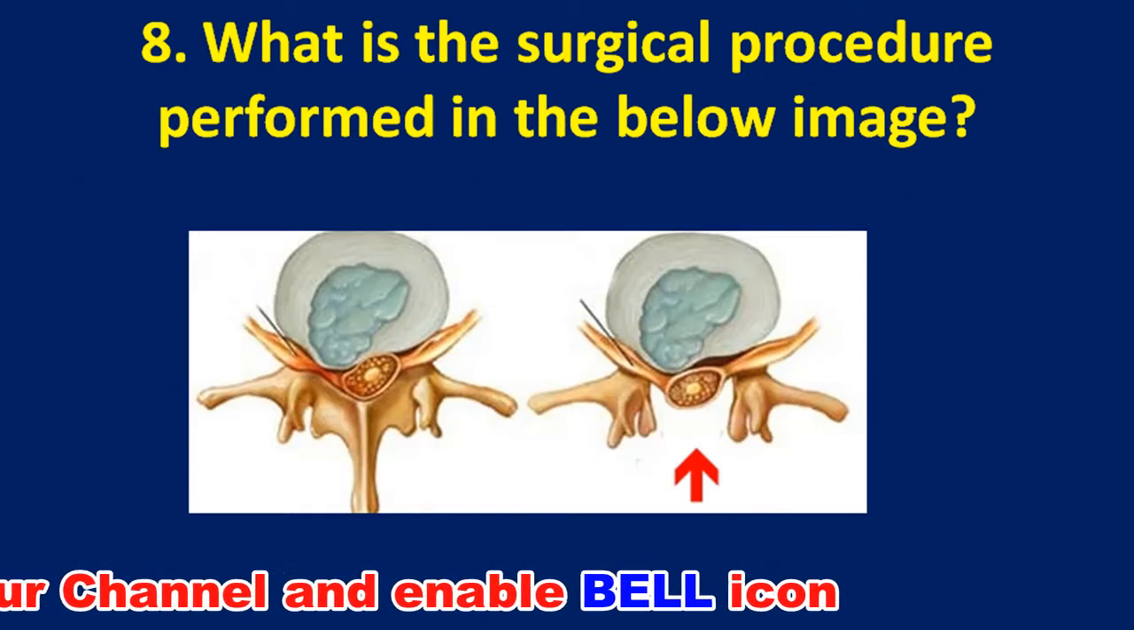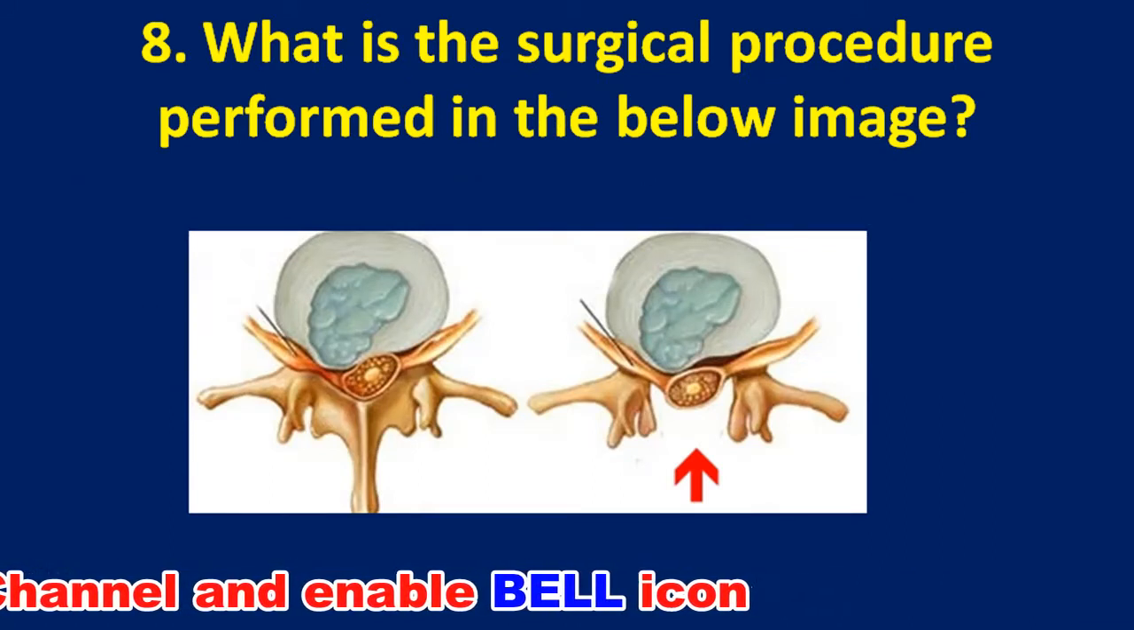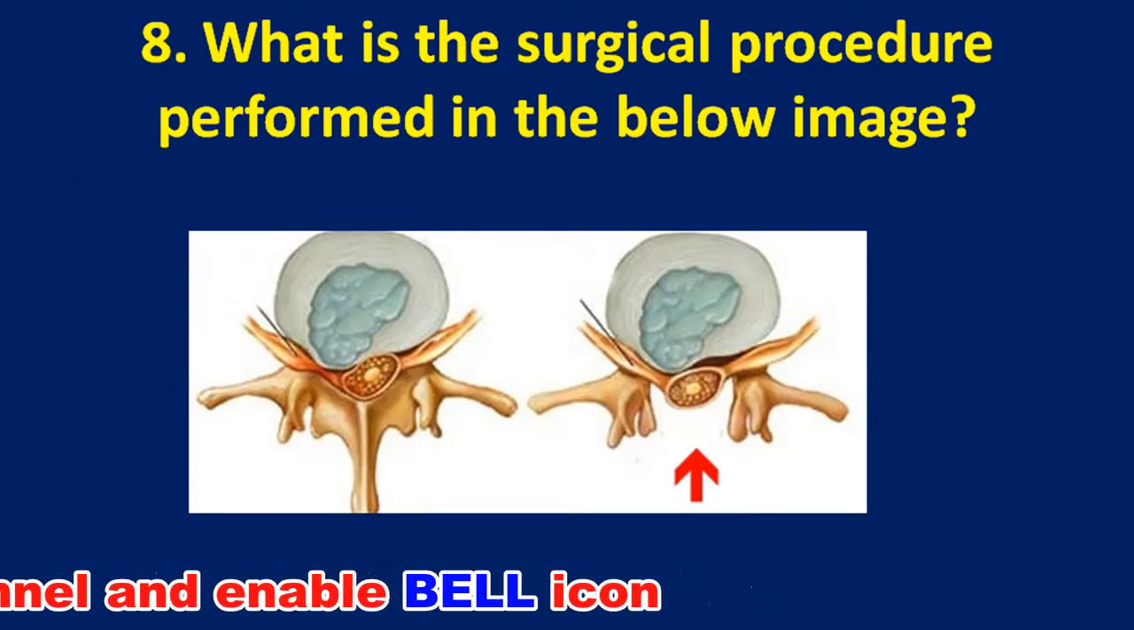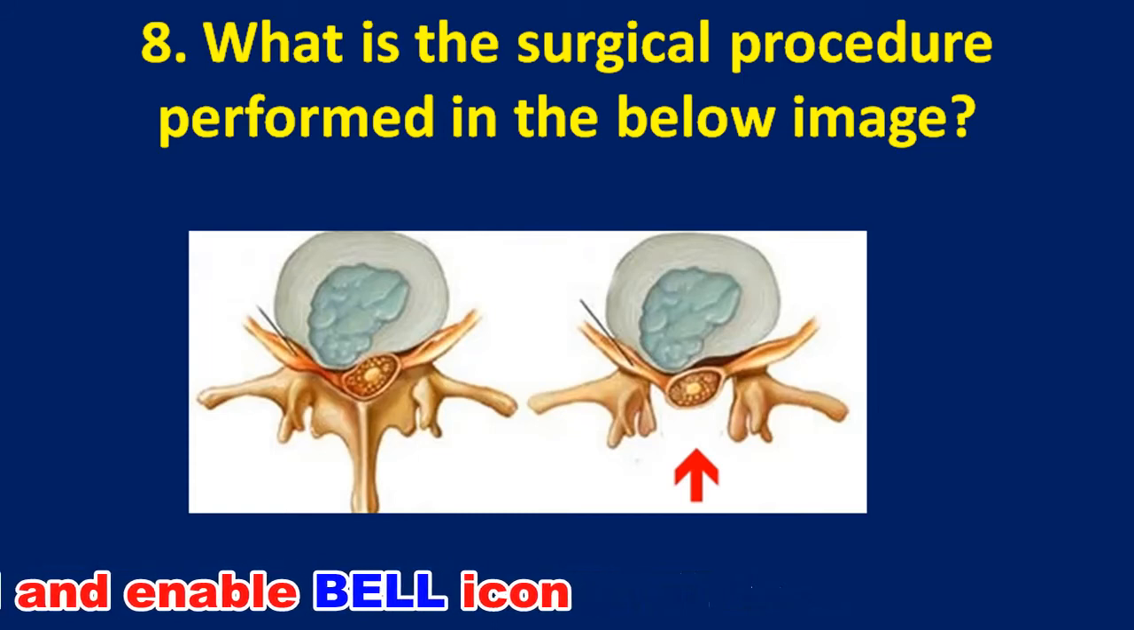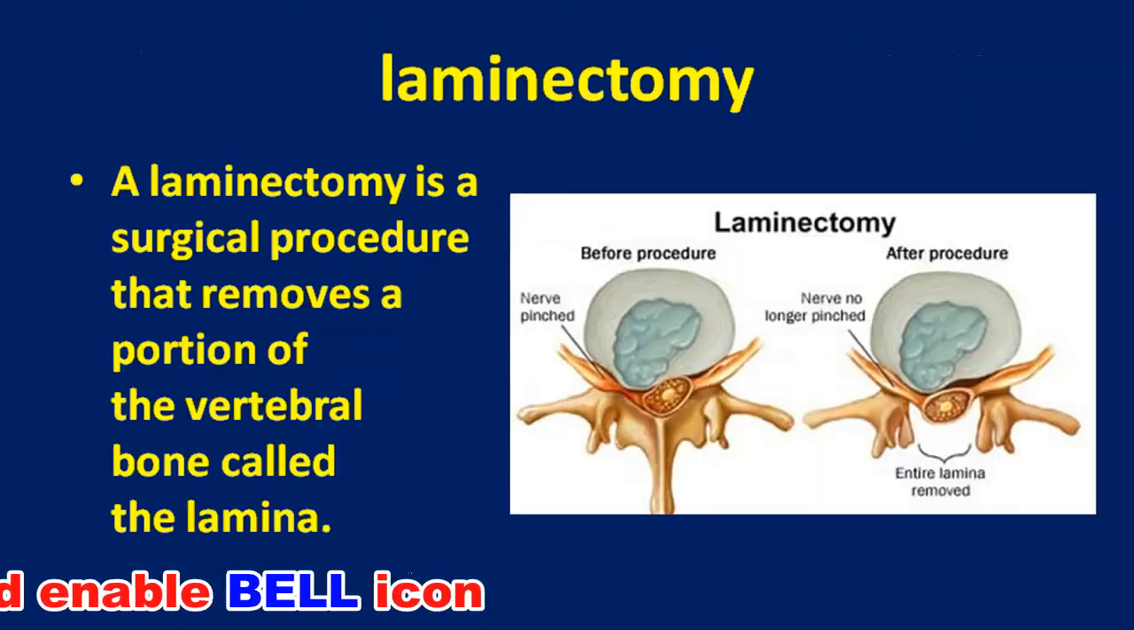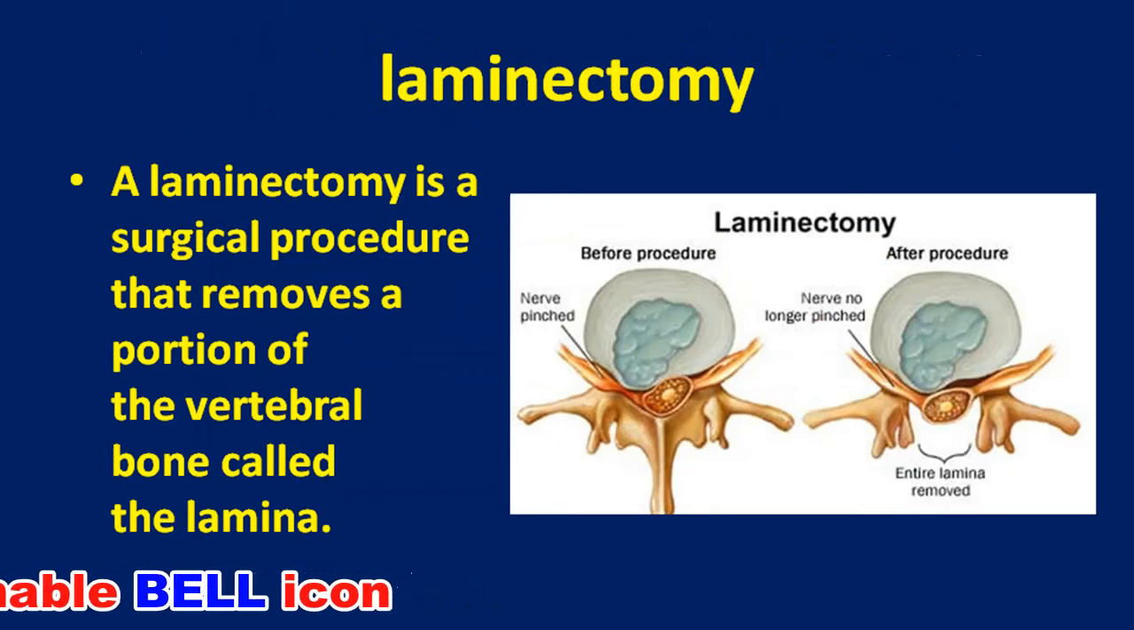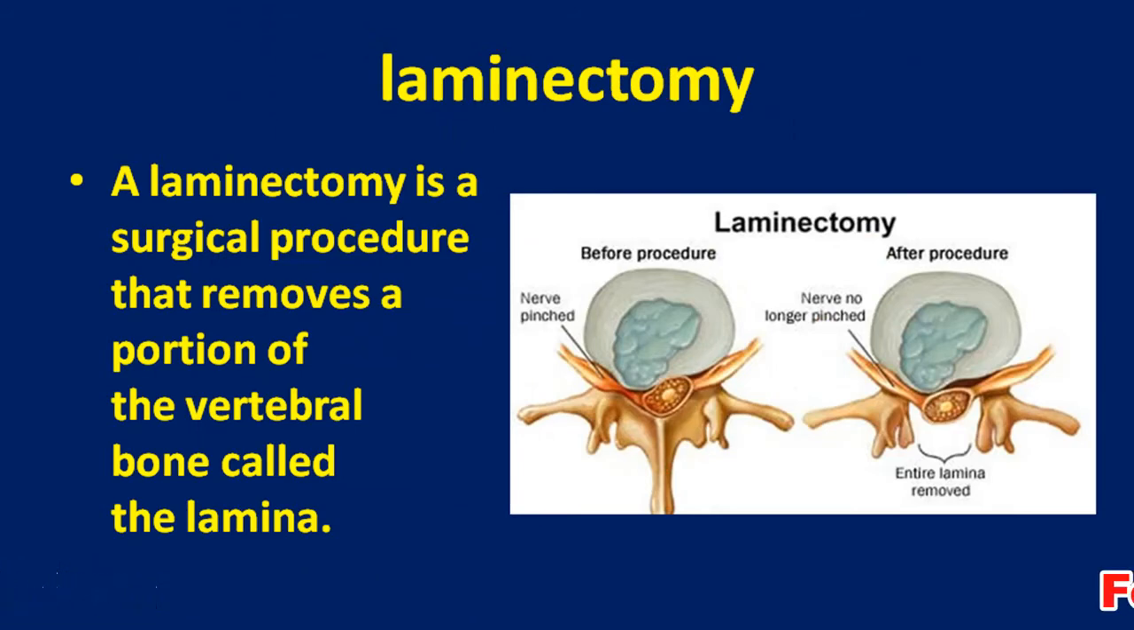Eighth question. What is the surgical procedure performed in the below image? The correct answer is laminectomy. A laminectomy is a surgical procedure that removes a portion of the vertebral bone called the lamina. Here you can see the parts of the bone, and in the second image that part is removed. The entire lamina is removed. So the procedure is known as laminectomy.